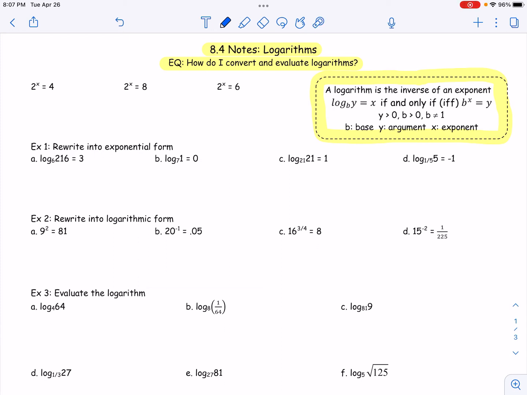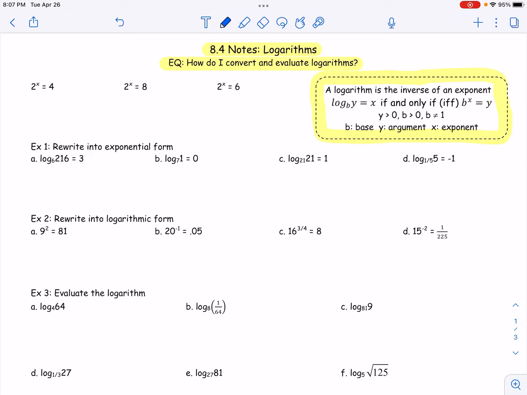Hello, friends. Here we are in Unit 8, 8.4. We are introducing logarithms. So, what is a logarithm? How do we write it? How do we solve it? And specifically, and most commonly, how do we convert logarithms? This is going to be using a lot of our exponent properties when we convert and evaluate these logarithms.